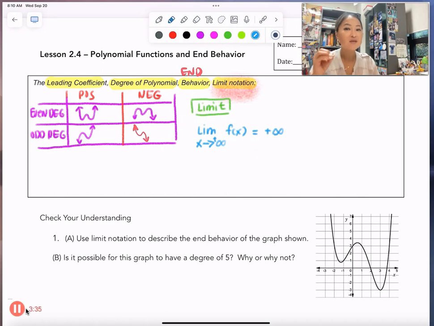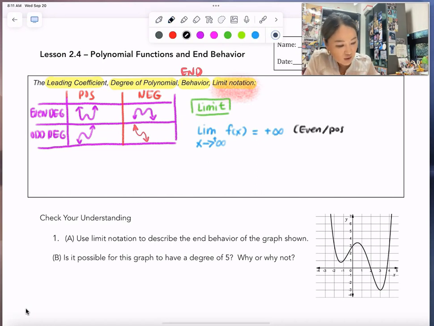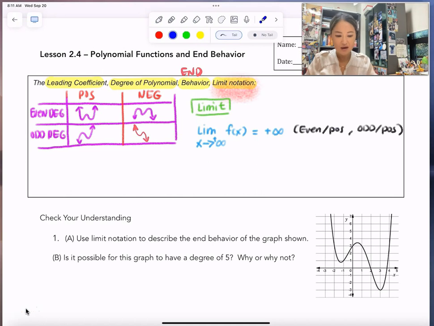Okay? The limit as x approaches positive infinity. That means that x is getting really, really large. Where is the end going? Is it going to go this way or this way? But in this case, it's positive. So which functions go this way as it's going to the right? So you can see that it's even positive. So I'll write that next to it, okay? So we're going to put even, positive. Who else? It ends up this way. So it's going to be odd positive. As it's going to the right, it's going to go up, up, up, up. Does that make sense? If you don't, stop the video and ask me, okay?